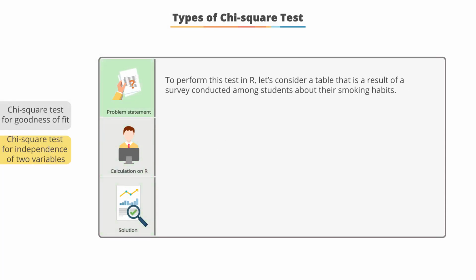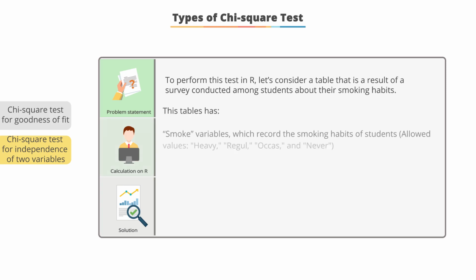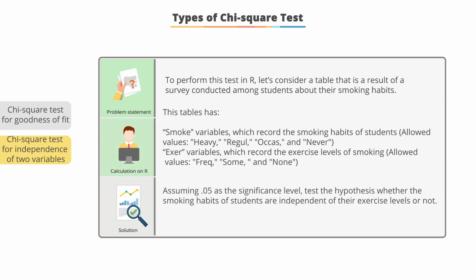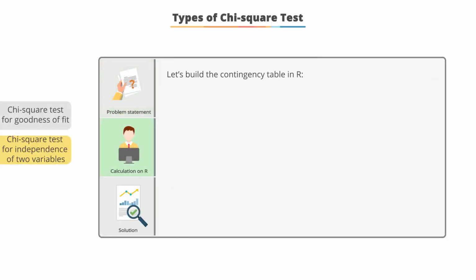So let's say we wanted to perform this test in R, and let's consider a table that's a result of a survey conducted among students about their smoking habits. So this table has a smoke variable, which records the smoking habits of students. And let's say we have heavy, regular, occasional, and never. And then let's say we have an exercise variable, which records the exercise level: frequent, some, and none. So assuming a p-value of 0.05, test the hypothesis whether the smoking habits of students are independent of their exercise levels or not. So let's build a contingency table.